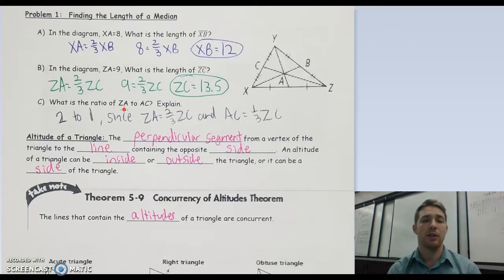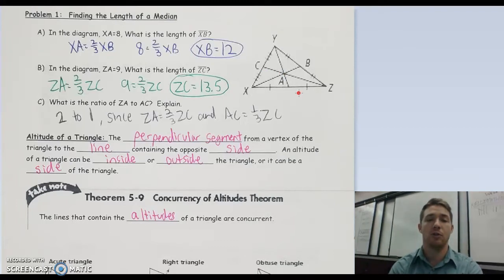Last question, what's the ratio of ZA to AC? So ZA is that same distance from your vertex to the centroid. And then AC is the distance that should be shorter from the centroid to the midpoint of the opposite side. And that ratio should be 2:1. And that's, I think, a lot of times the easier way to think of this in terms of your ratios. Whatever length I have from the vertex to the centroid, it's always going to be twice the length of the other part of that median.